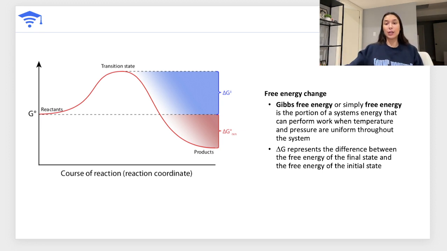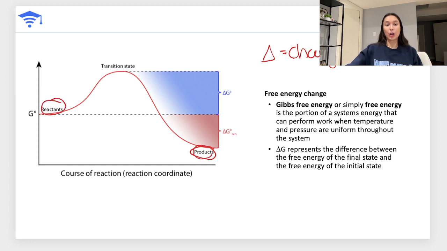Now, delta G. Whenever you see a triangle with something, it's a delta, which is the Greek letter, and that usually just means change in. So it usually means you're subtracting two things from each other. So delta G would be the change in free energy, and it represents the difference between the free energy of the final state and the free energy of the initial state, okay? The final state being products and the initial state being reactants.